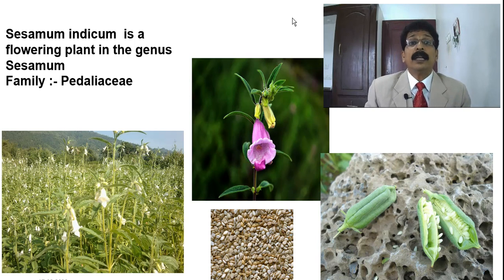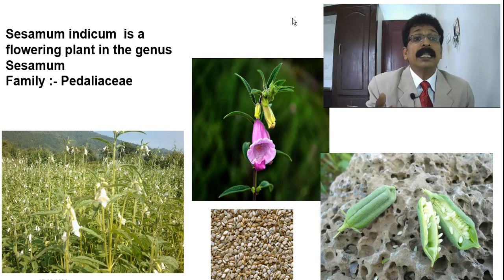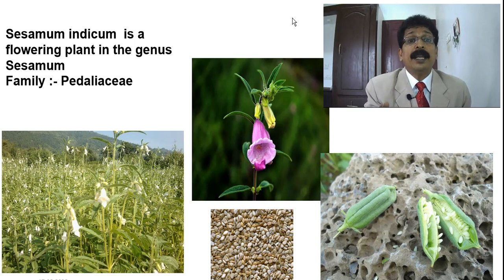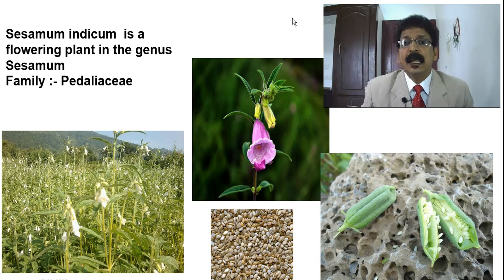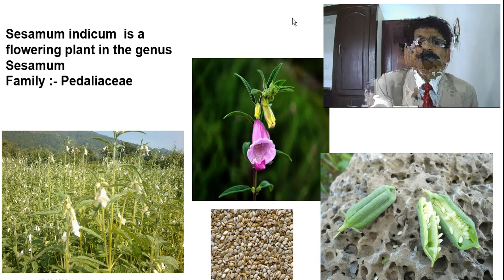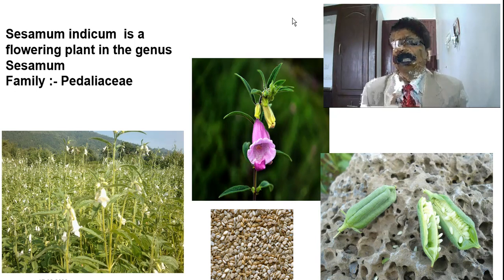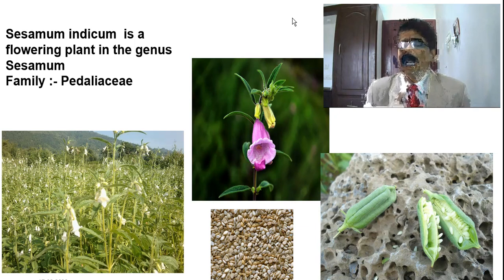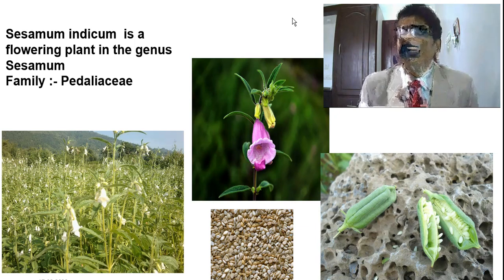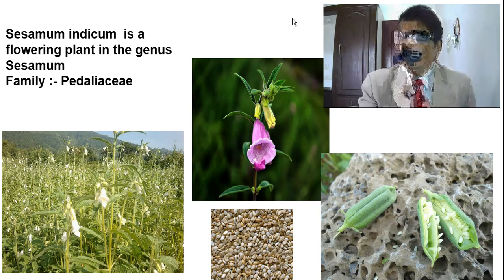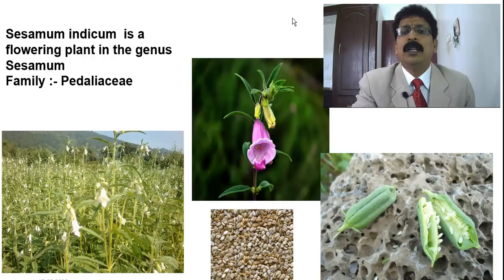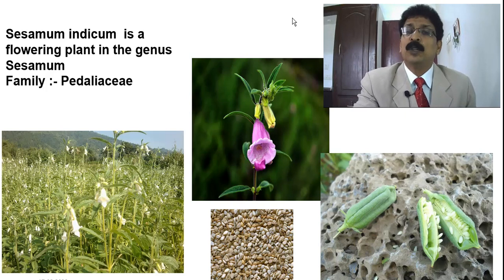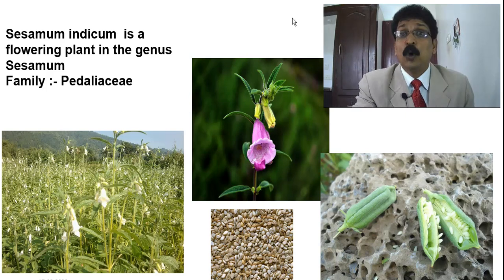Sesamum indicum is a flowering plant in the genus Sesamum, family Pedaliaceae. This is a very small plant which can be easily cultivated in our garden or in our soil, and it will give you seeds which are white and black. Sesame seeds are also available in the market, and we use them for various purposes. Various foods are prepared with them, and also the oil.